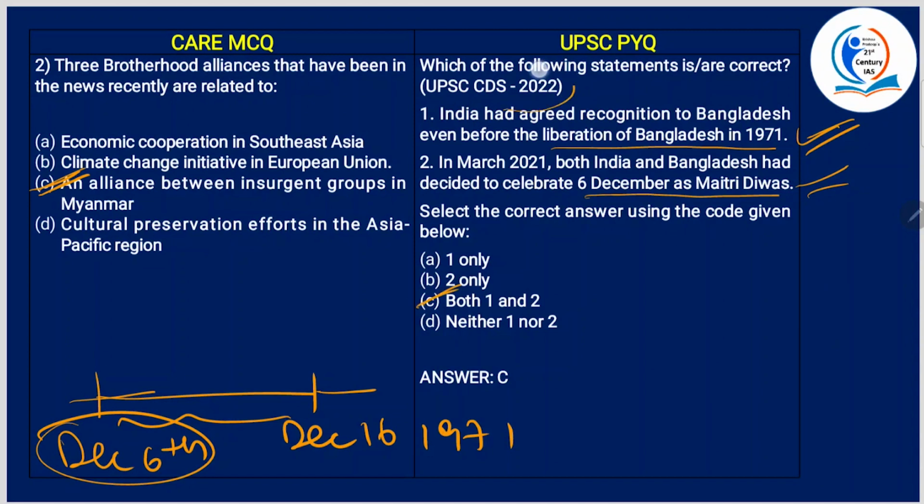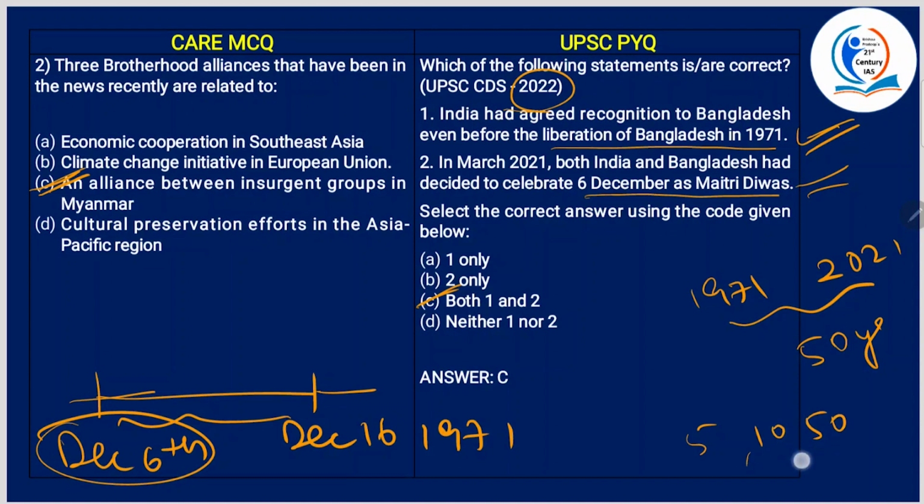Now, why was it given in 2022? It's because 1971 to 2021, it is 50 years of Bangladesh Liberation War. So, it was given in 2022. That's why 5 years, 10 years, 50 years and 100 years events, they're very important for prelims, even in history.